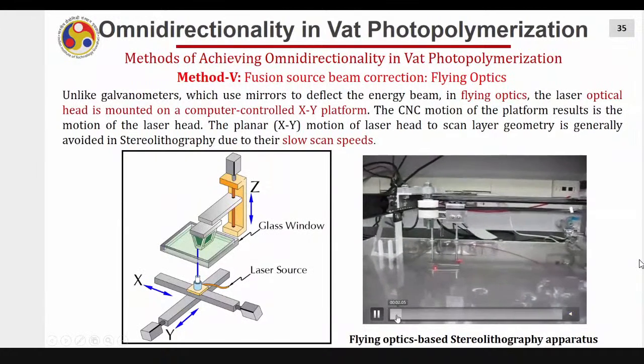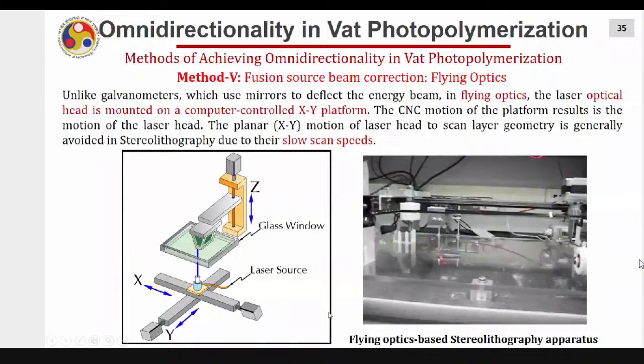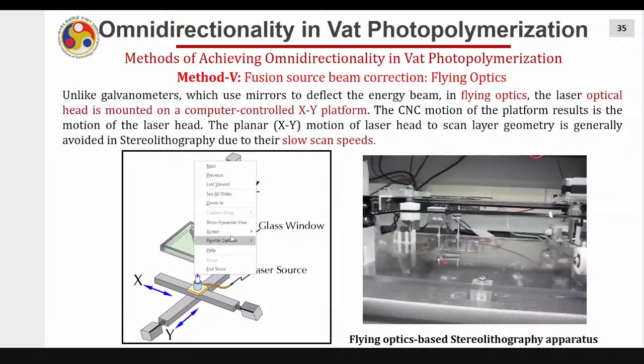Another easy solution is, why don't we just move our optics instead of deflecting it by the mirrors? Of course, deflecting it by mirrors was important because we get very high scanning speed. But there are a few systems I have found on YouTube and other sources. Unlike galvanometers, which use mirrors to deflect the energy beam, in flying optics your optics is flying, meaning it is moving on an XY bed.